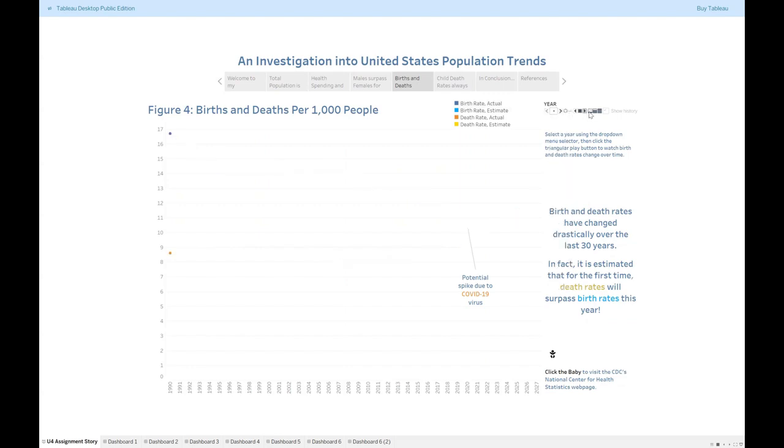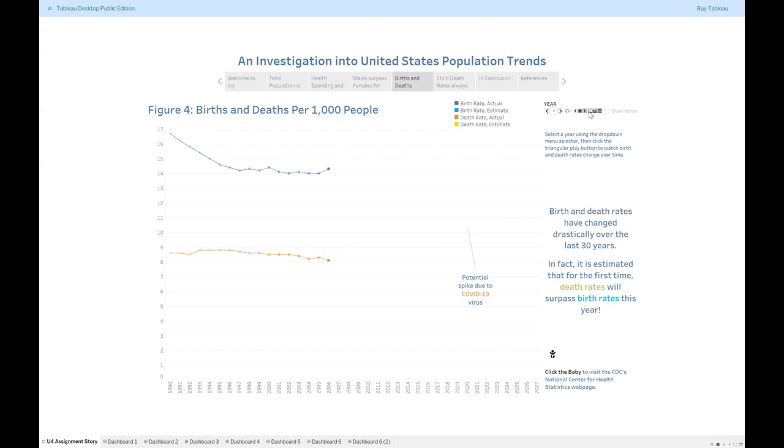Figure 4 is another line graph displaying birth and death rates across time. Birth and death rates have changed drastically over the last 3 decades, with birth rates falling steadily. I use the forecast function to predict both rates until 2027.